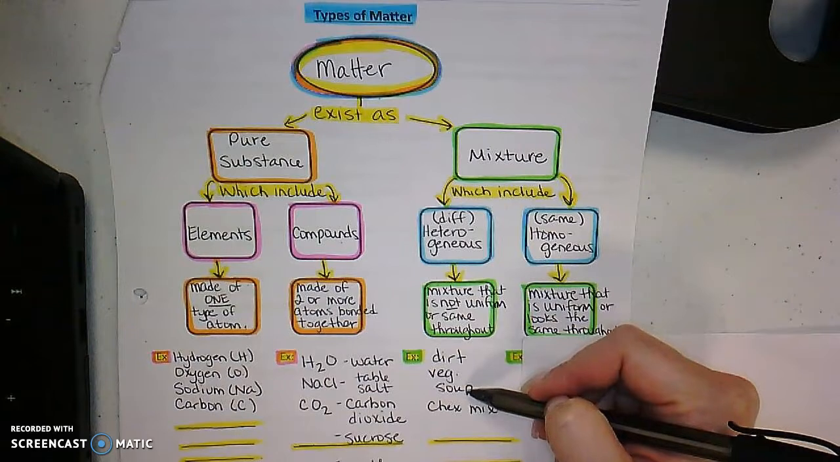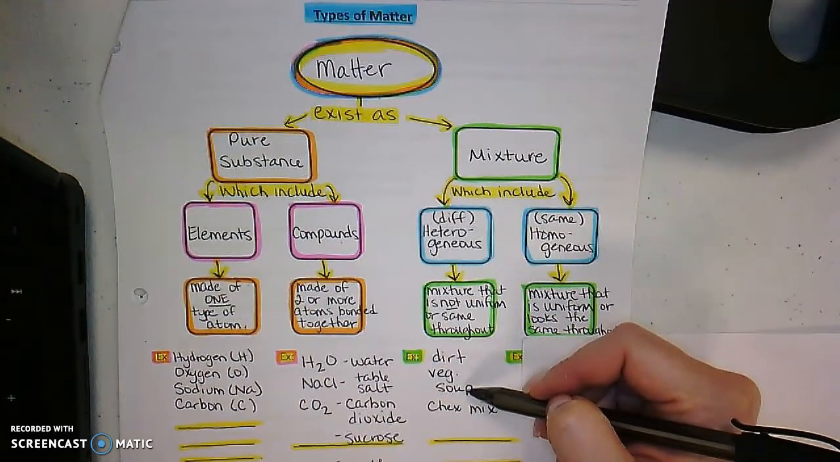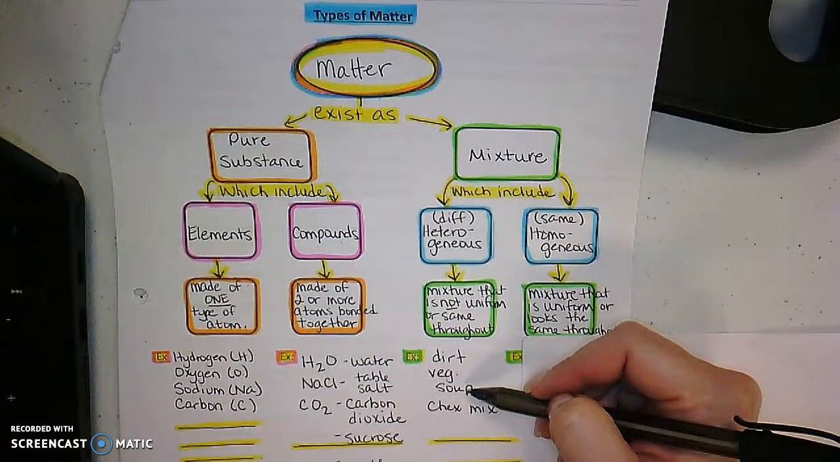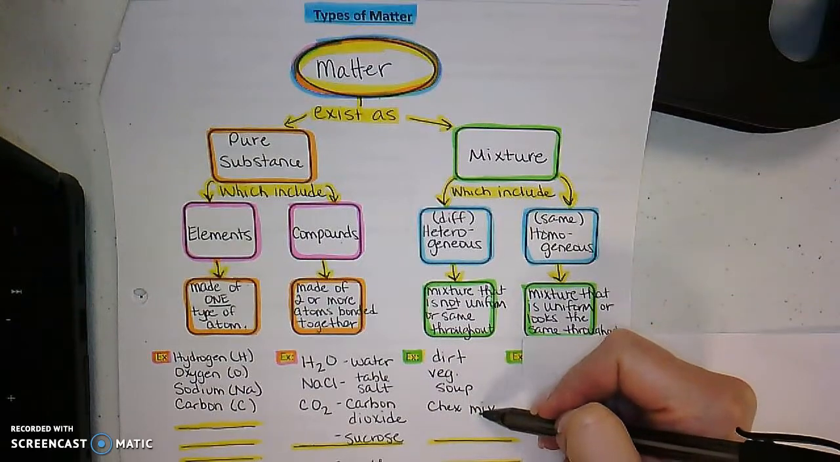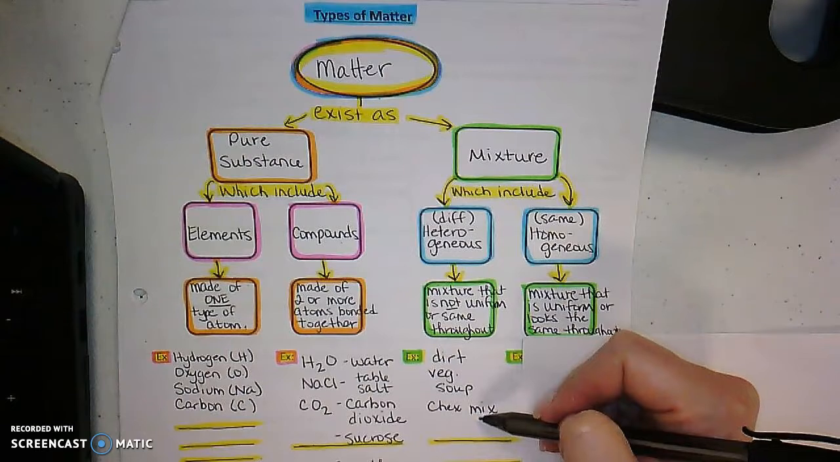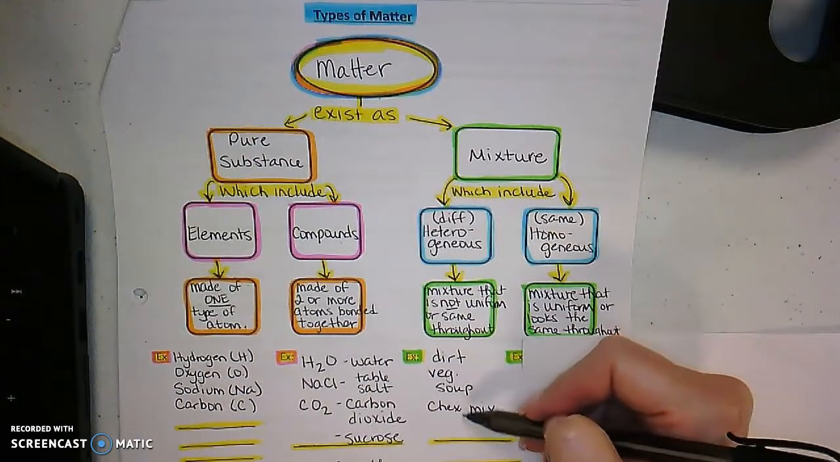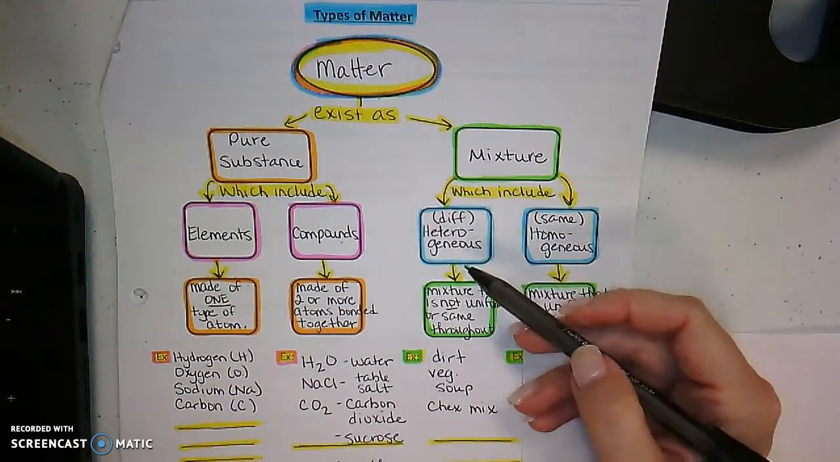Vegetable soup. Every spoonful of vegetable soup is different. It has a different makeup. One spoonful might have peas and carrots and a little piece of meat. The next spoonful might have tomato and a little piece of potato in it. Chex Mix. Every handful of Chex Mix is different. Some people might try to pick out certain things that they want to eat because Chex Mix is so heterogeneously mixed.